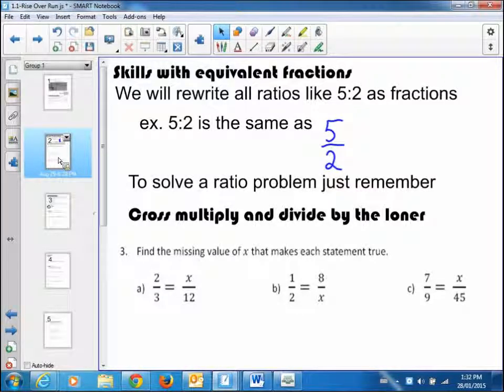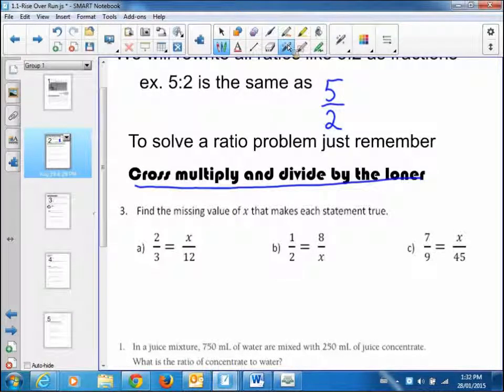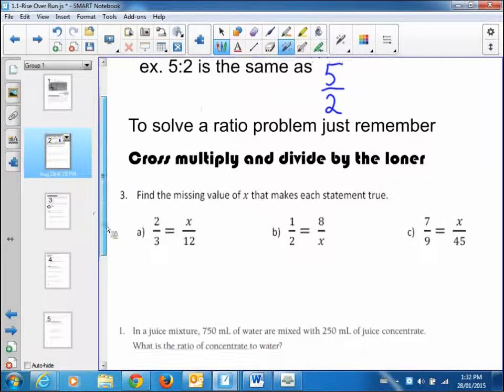Then, some of you know this already. To solve any proportion problem, cross multiply, divide by the loner. What do I mean by cross multiply, divide by the loner? I'll show you. If this is new for you, you know what I'm talking about when I say that. You guys at the back. Gerald, do you know what I'm talking about when I say cross multiply, divide by the loner? Pay close attention, because the other folks have taken classes with me before.